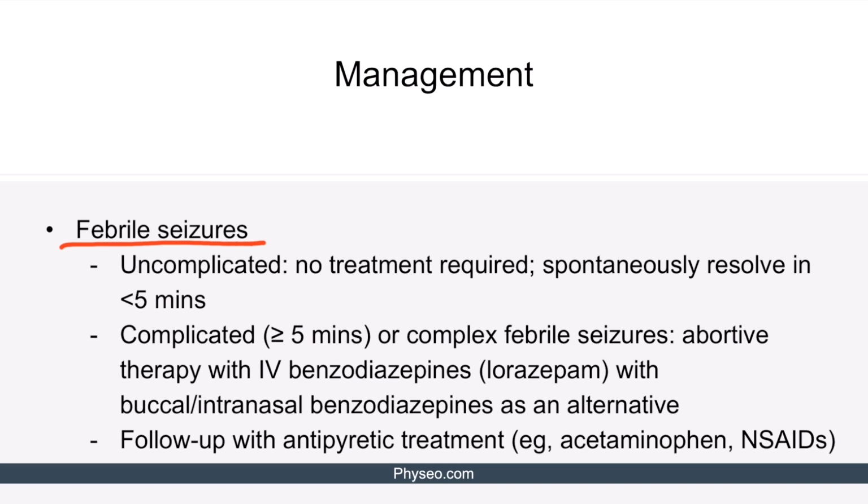Now, alternatively, buccal or intranasal benzodiazepine can be used if you can't get that IV access. And that's important to remember because oftentimes these febrile seizures occur in little kids in which it's hard to get IV access quickly. Now, after that, follow up with an antipyretic treatment such as acetaminophen or NSAIDs. You can use that as supportive treatment to bring the temperature down.